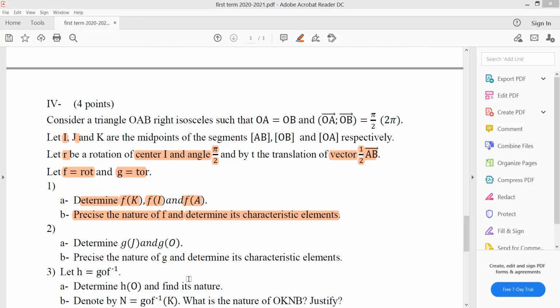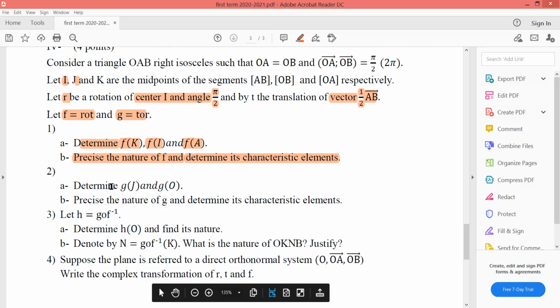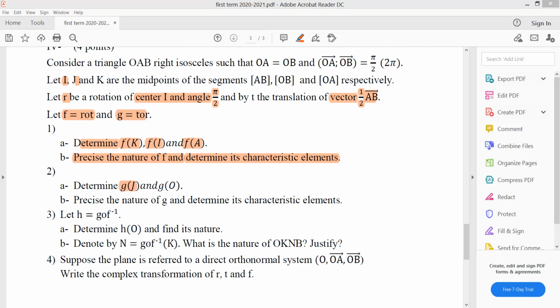Now part 2. Determine g of j first. g of j equals, g is t round r of j. I need to do the rotation of j first. The rotation of j with center I and angle pi over 2 is k. Why is it k? Because ij equals ik and the angle ij ik equals pi over 2.